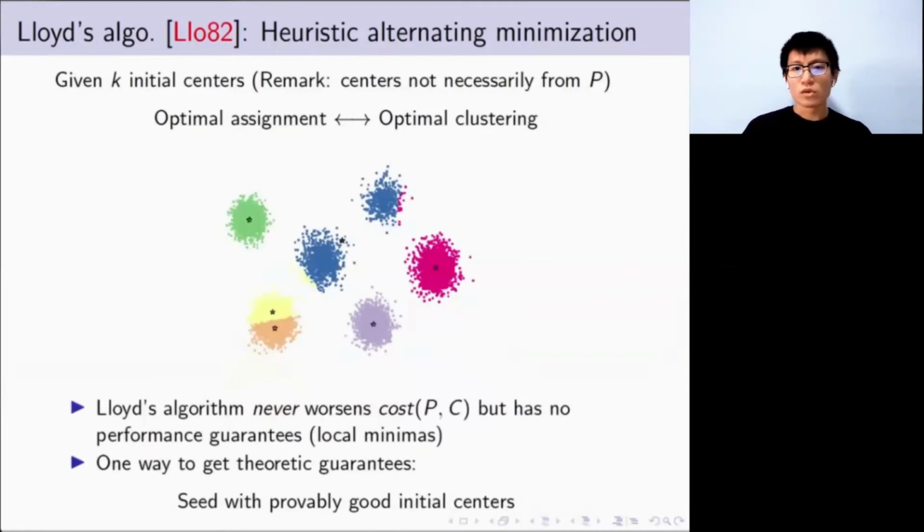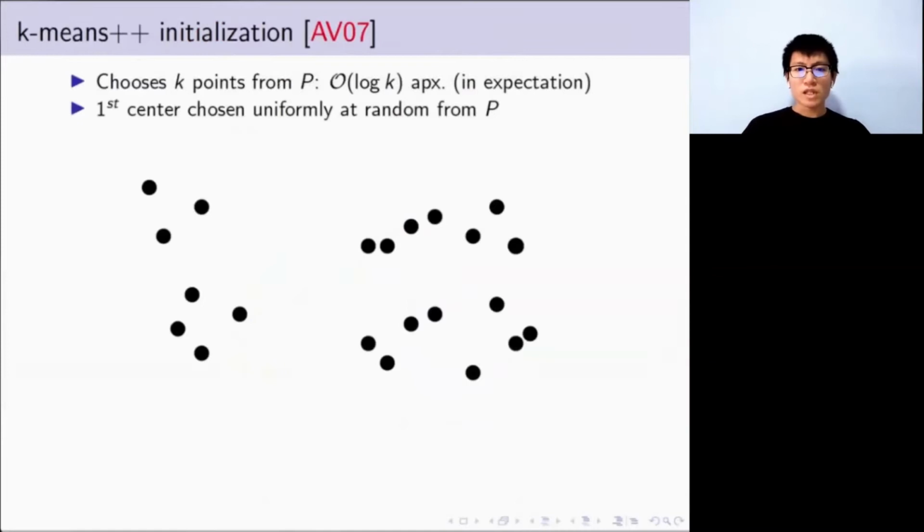Lloyd's algorithm has no known performance guarantees and is highly sensitive to the initial K centers. So one way to get theoretical guarantees is to initialize with provably good centers, since running Lloyd's algorithm can only improve the K-means objective. The celebrated result of K-means++ is one such way to initialize, and it gives a log K approximation in expectation.